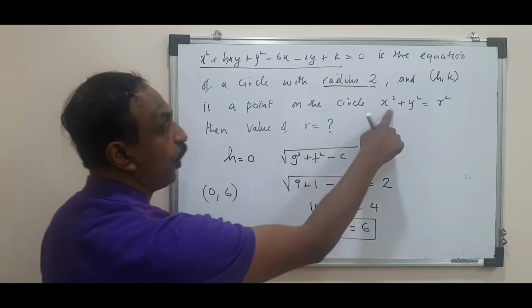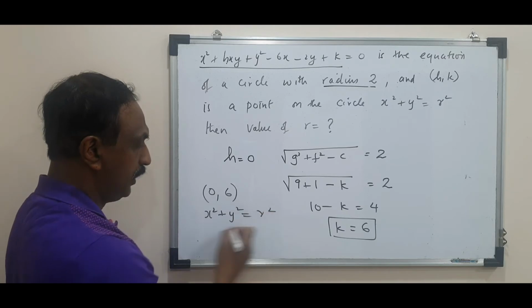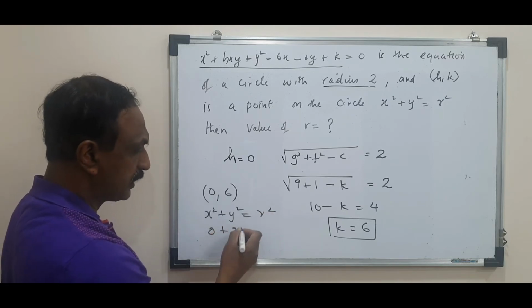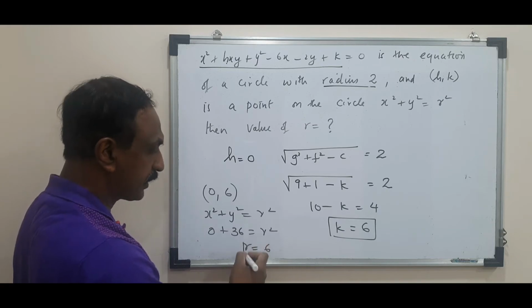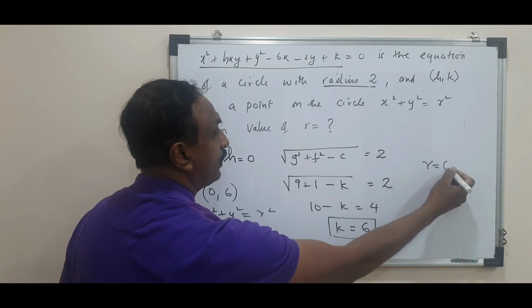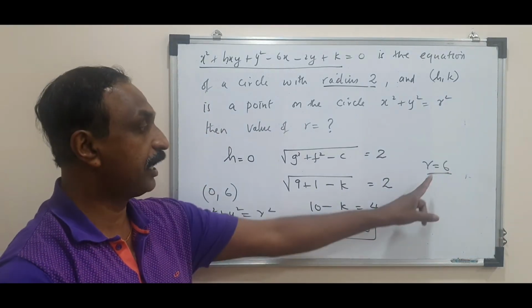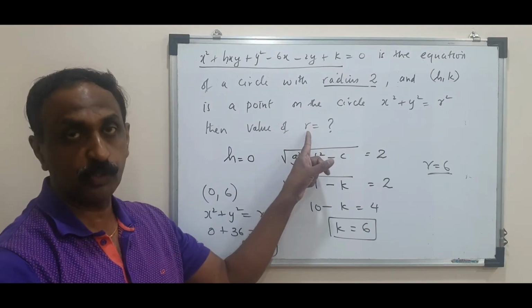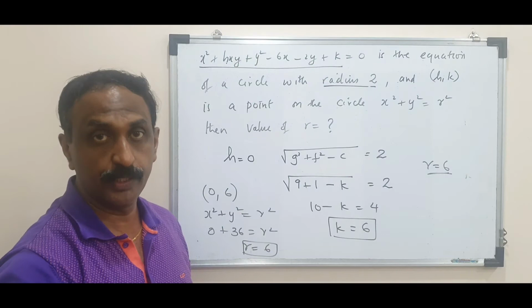This is a point on the circle x square plus y square equal to r square. Therefore 0 square plus 36 should be r square. So r's value should be 6. So r is equal to 6. Remember, they may give you one of the options as minus 6. Be careful. r has got only one value because r is the radius of the circle. So r will be only positive 6 and no negative 6 in it.